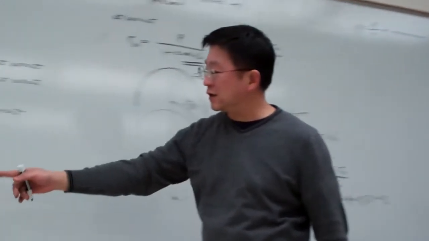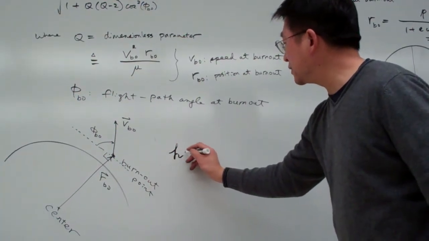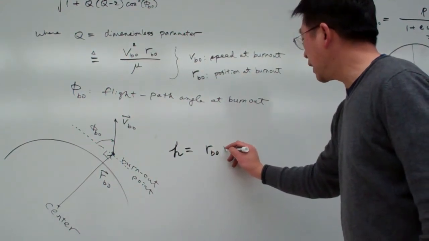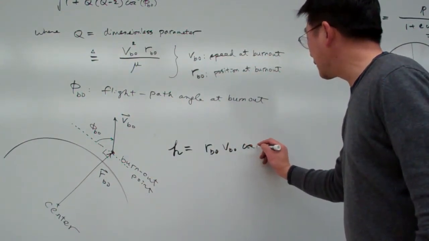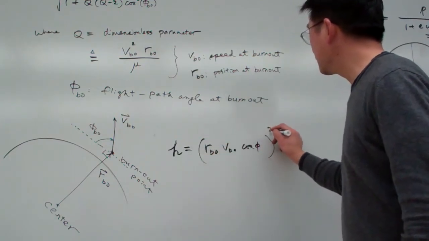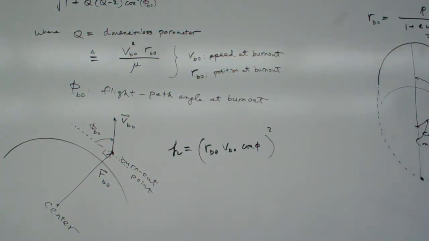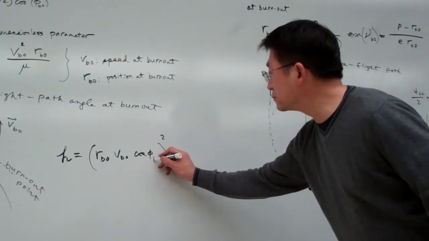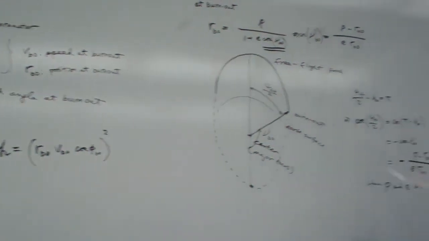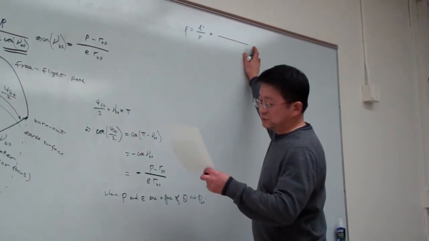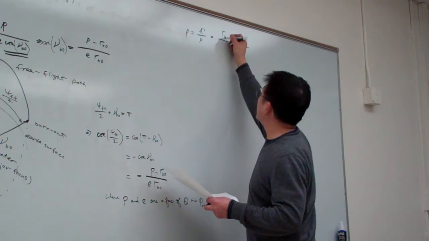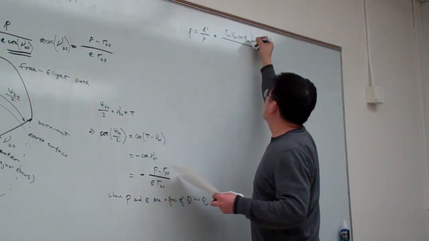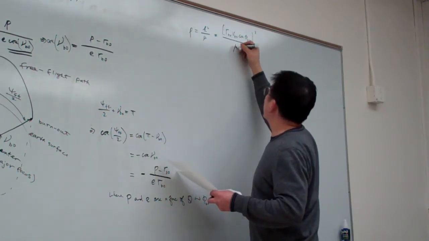We can utilize the information here. So for here, you can see the H is simply, using the information, RBO times VBO times cosine phi, and square. That is our angular momentum. Okay, and VBO. So that is, let me write it out here. RBO, VBO, cosine, VBO, square, divided by mu.